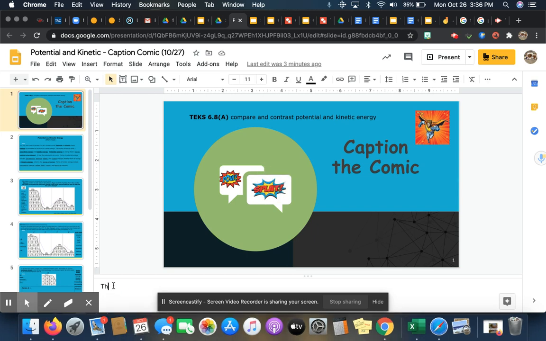All right, ladies and gentlemen, today I'm going to go over with you the instructions for completing this next activity. This activity is called Caption the Comic. And what this is, it's basically going to give you like a comic strip of a roller coaster. And you are going to create your own comic using a story to explain each part of the roller coaster.